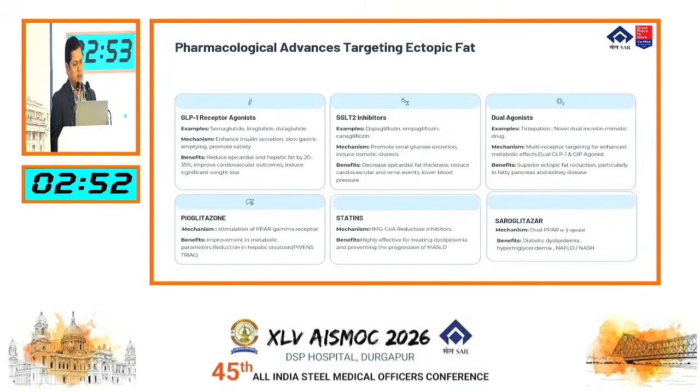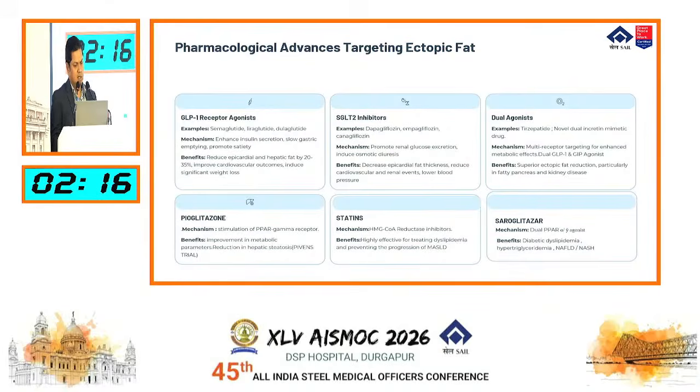The available pharmacological options: the recent pharmacological innovations have transformed our ability to specifically target the ectopic fat deposits. We have GLP-1 receptor agonists like semaglutide, liraglutide and dulaglutide. They reduce epicardial fat and hepatic fat by 20 to 35%, improve cardiovascular outcomes and induce significant weight loss. SGLT2 inhibitors like dapagliflozin, empagliflozin, canagliflozin decrease epicardial fat thickness, reduce cardiovascular and renal events and lower blood pressure.